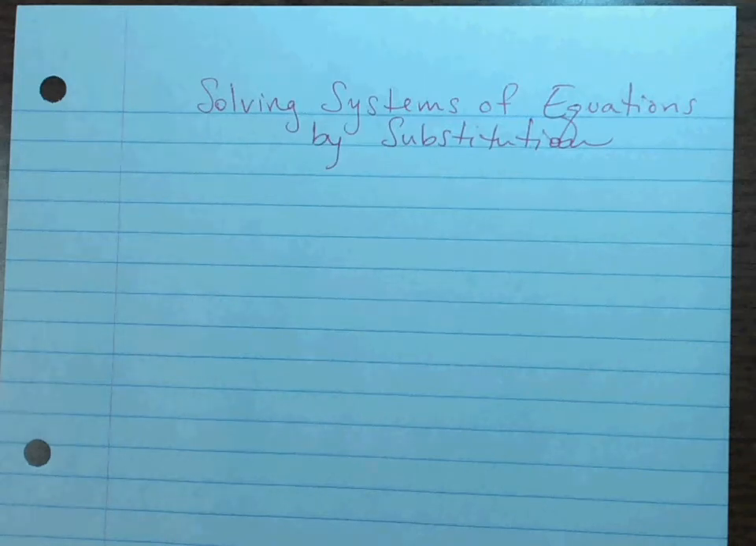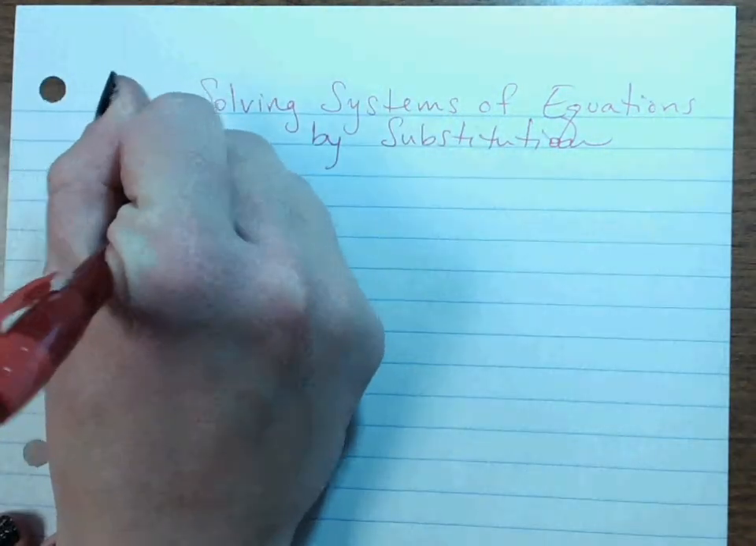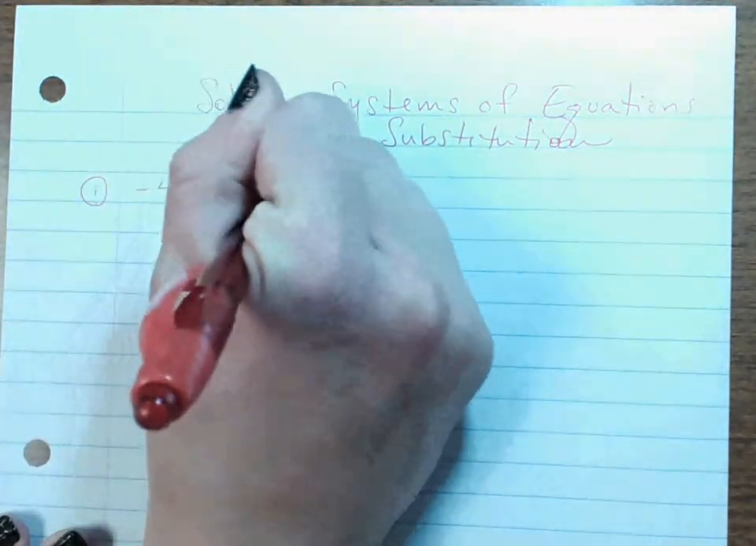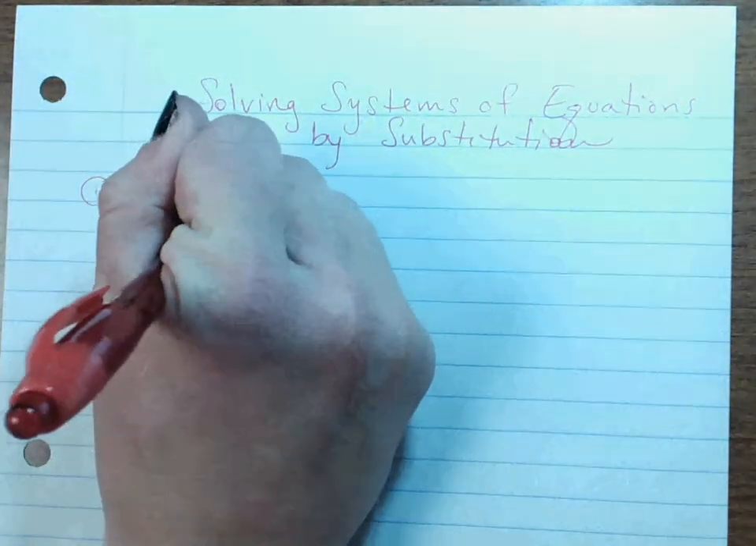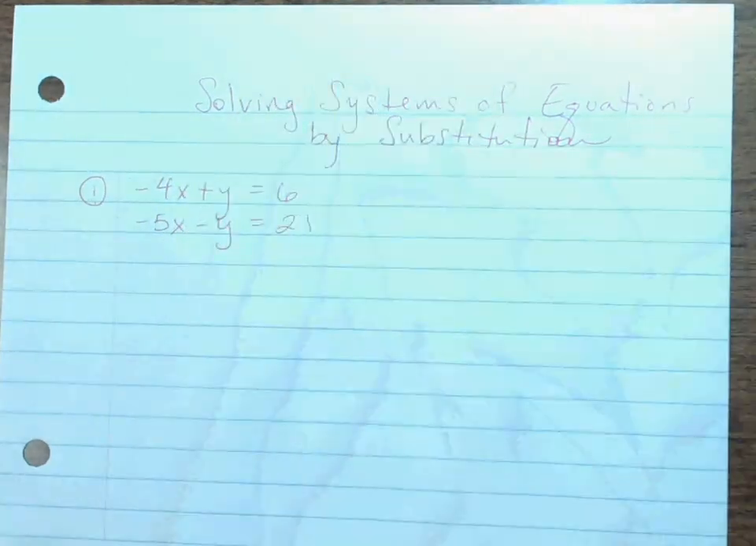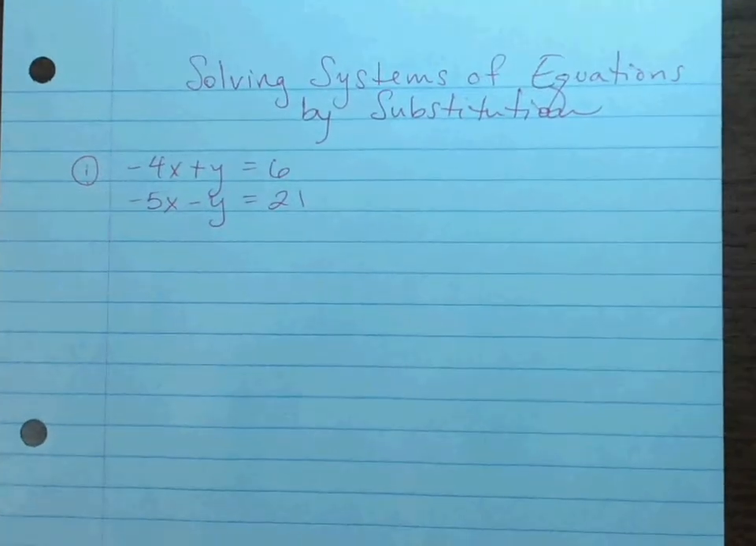All right, so our first one is going to be negative 4x plus y equals 6 and negative 5x minus y equals 21. Negative 4x plus y equals 6, negative 5x minus y equals 21. So in our previous method, what would we have to do with both of these equations before we could graph them? Yeah, they'd have to get into slope-intercept form.